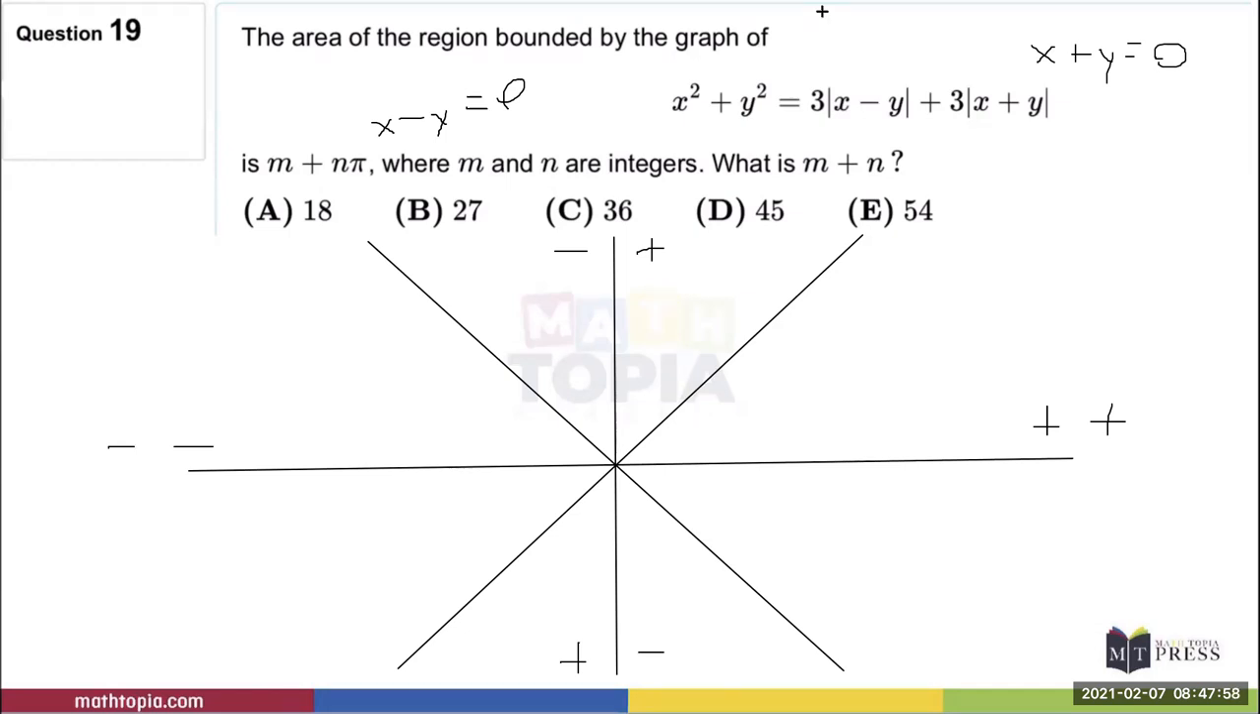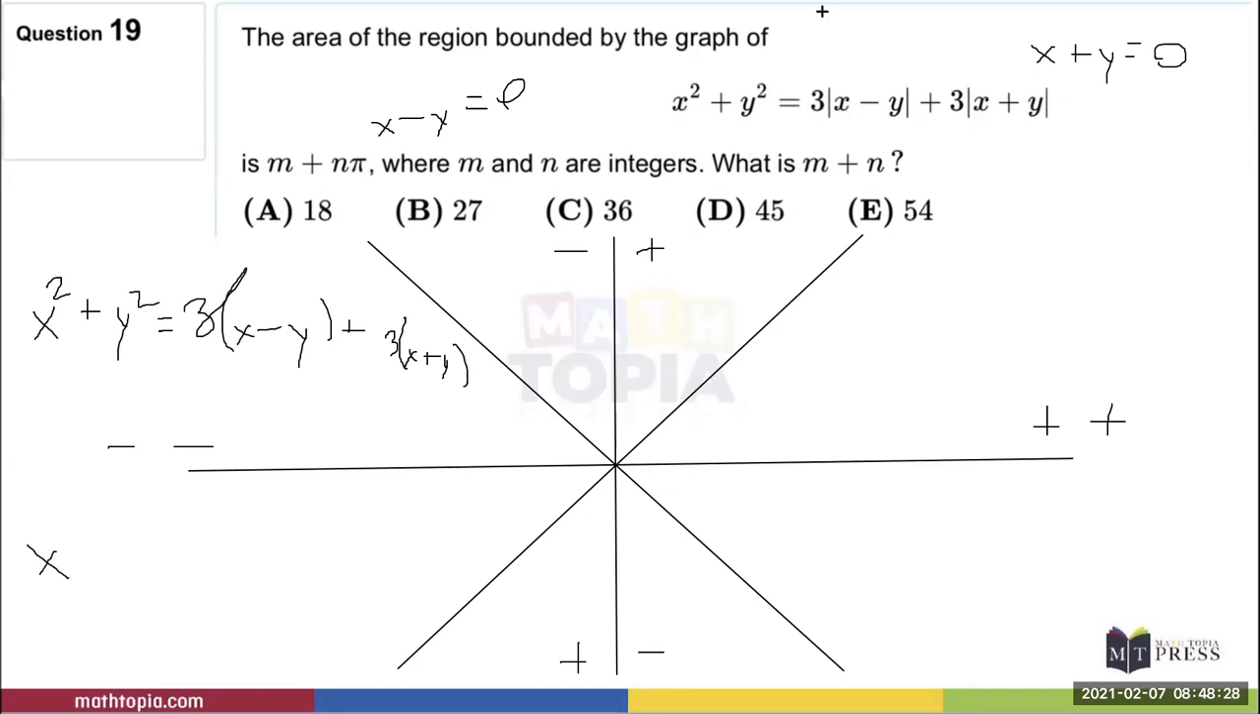So let's try to solve for each of these regions. Let's try to solve for this region here. If we were in that region, both parts would be positive, so the absolute value wouldn't invert it. It would just keep it the same. So we would have this. Like I said before, this is easy because it's just a circle equation.